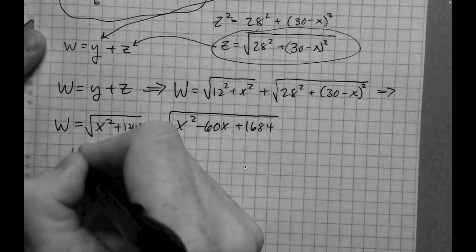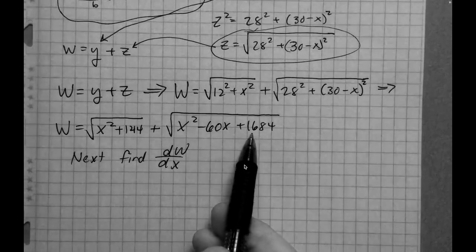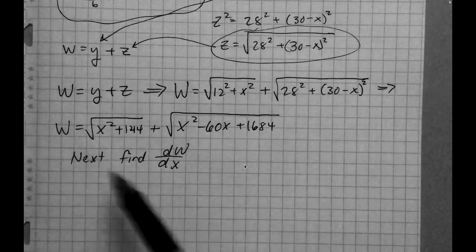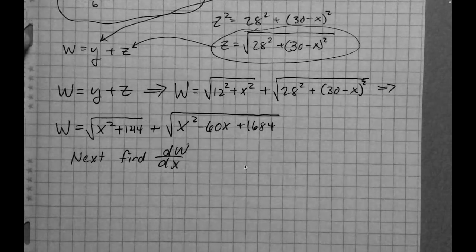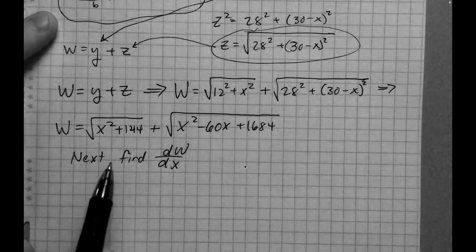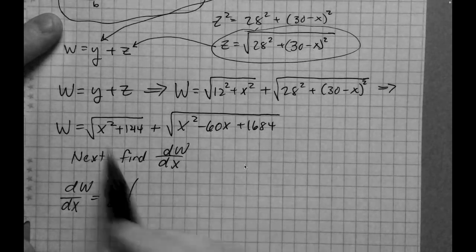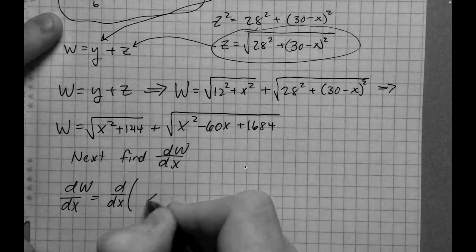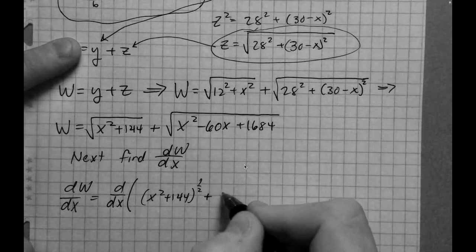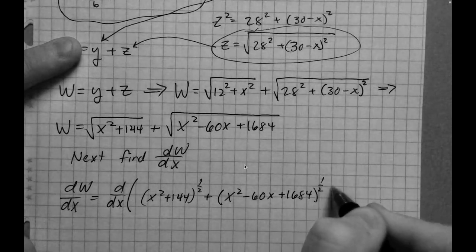So next we need to find dw dx, right? So w is now written in terms of x. If we differentiate it with respect to x, then that will give us the opportunity to find the minimum or the maximum value of w. In this case, we want to find a minimum. We want to minimize w with respect to x. So dw dx is going to be equal to d dx of this one here. And I'm going to write it like this, of course, just makes the differentiation a little more obvious what needs to be done here. X squared minus 60x plus 1684 to the 1/2 power.